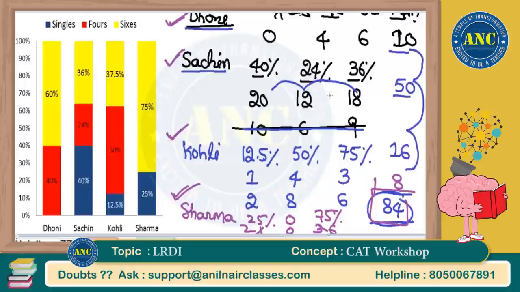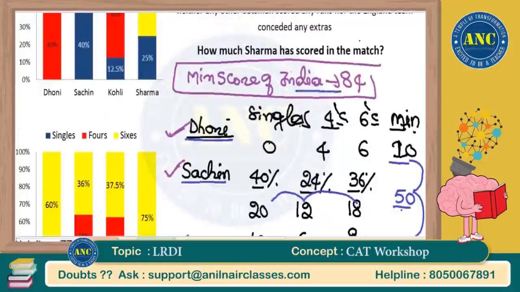So 84, 25, it is 37.5, which is 12.5 ones, 12.5 fours, 12.5 threes. Instead of 37.5, I took it as 75%, but the value remains the same. Please make a note of that correction. Now, 10, 50, 16, 8. Minimum score of India is 84.